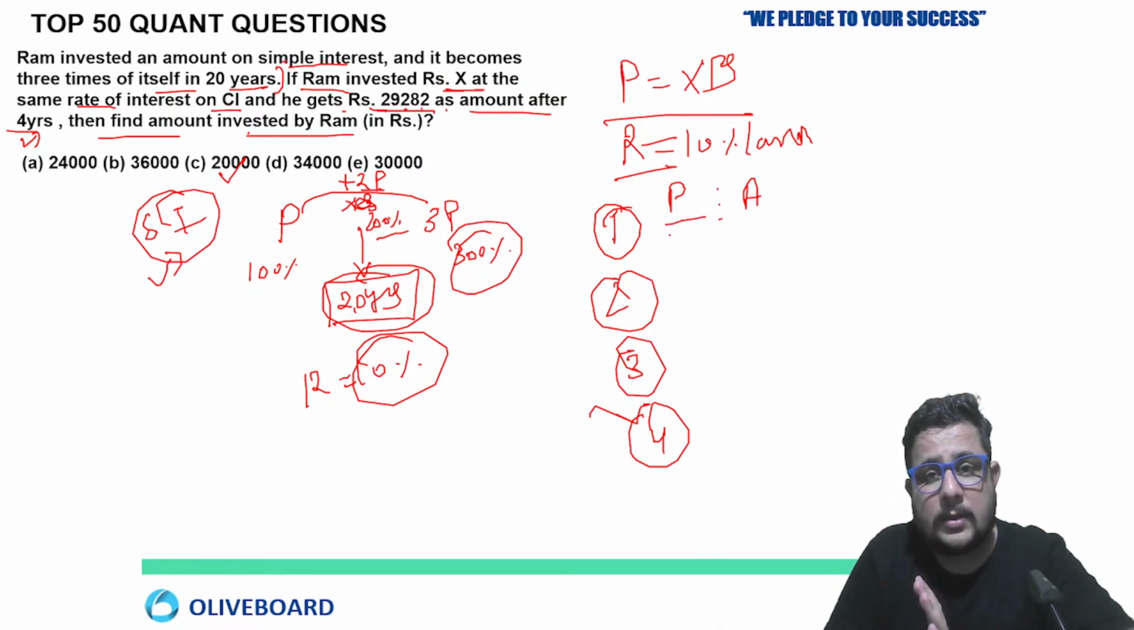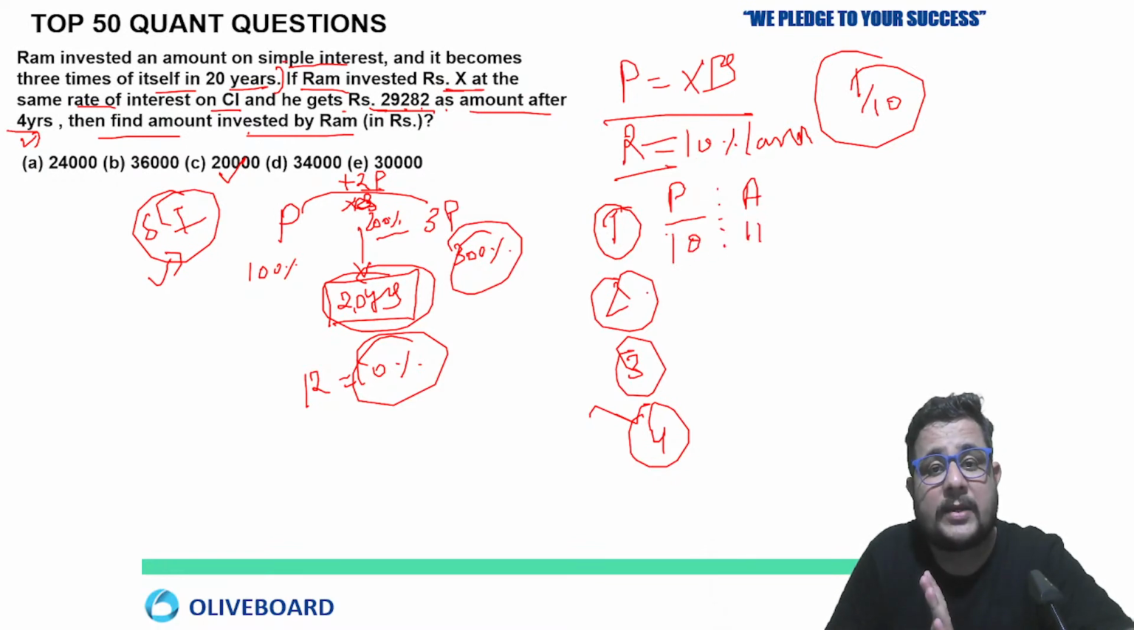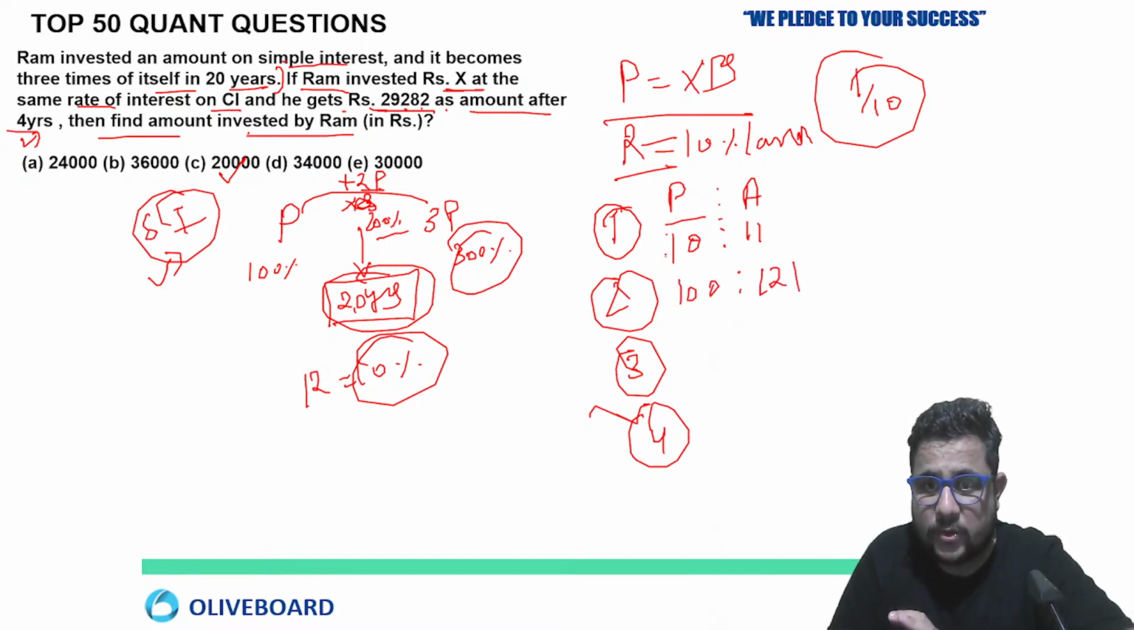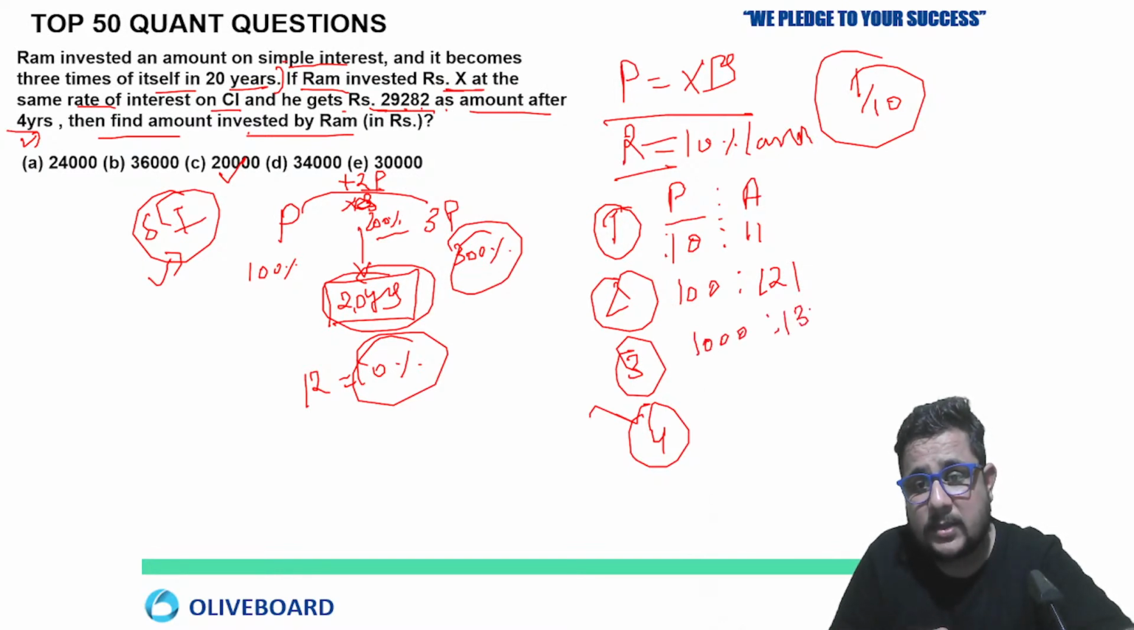principal to amount. For the first year, it is going to be what? 10%. 10% in terms of fraction is 1 by 10. So 10 is going to be principal, then 10 plus 1, the amount is going to be 11. Now, in the second year, just square this. 10 square means 100. 11 square is 121. Now, in the third year, just cube the 10. 10 cube means 1000. It will be 1331.